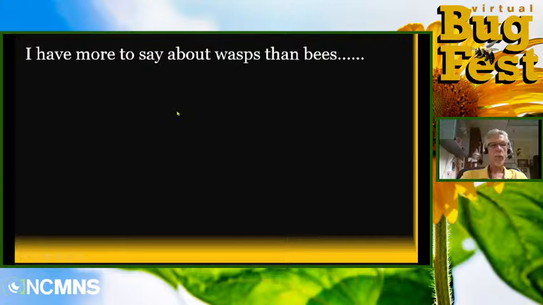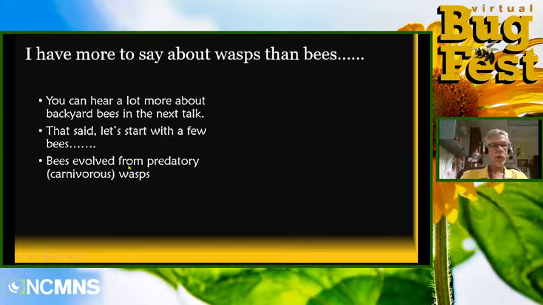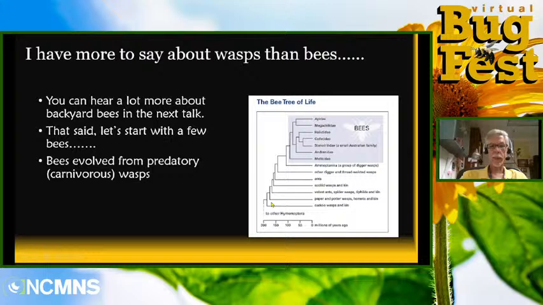And you'll be able to hear a little bit more about backyard bees in the next talk, as I understand it. But that said, we'll start with a few bees. So the bees, our data indicate that they evolved from predatory wasps. So here's another little tree of life. And these are wasps down here that evolved first. And so you can see the names of these from genetic and morphology data. Other scientists that have studied this have put together this tree, and then all the data show that the bees came out of this group. In other words, bees are vegetarian, so they evolved from a carnivorous group of relatives.